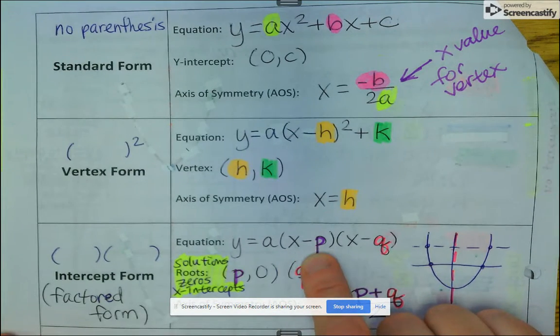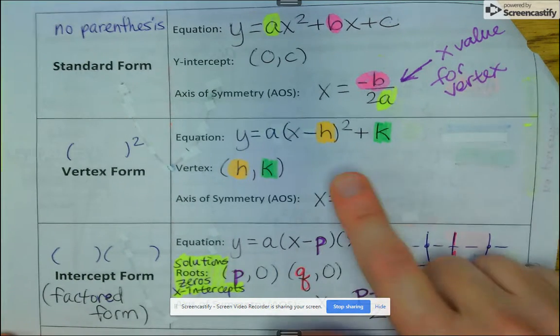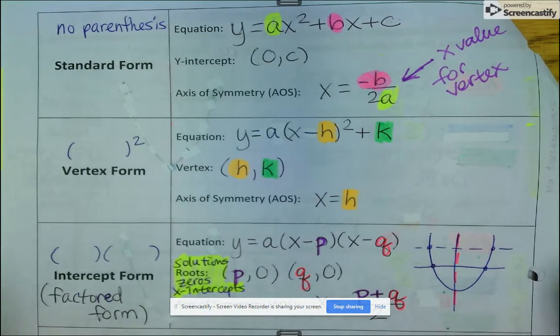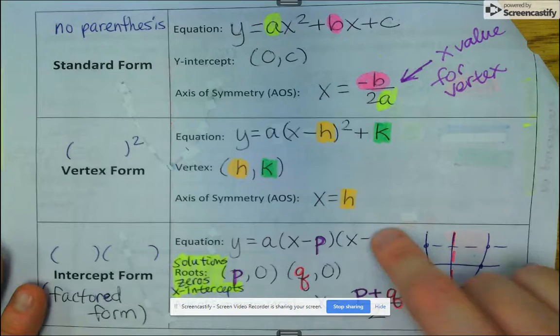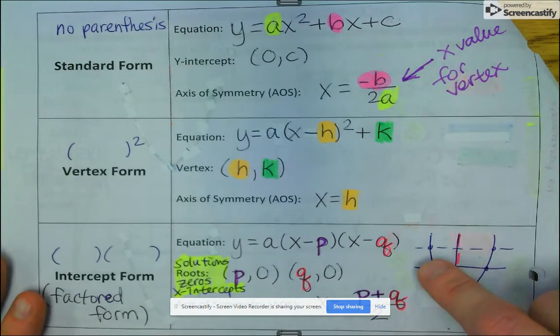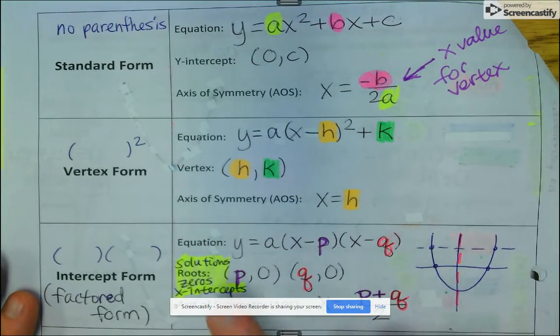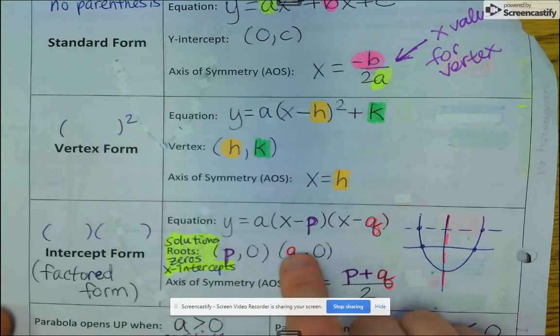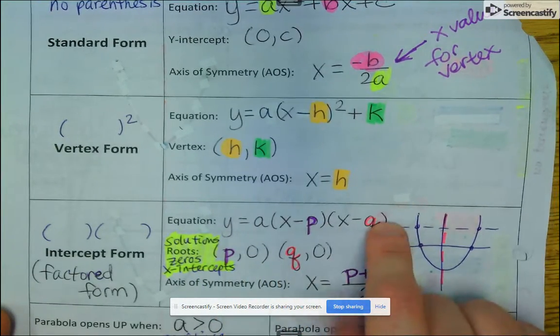So here, P and Q are just letters, just like H and K. They're just placeholder letters. They don't mean anything. They're just there to hold a place for any number that could end up being our x-intercepts. And so this is how you would calculate x-intercepts. We have your P and your Q. They come from the equation.